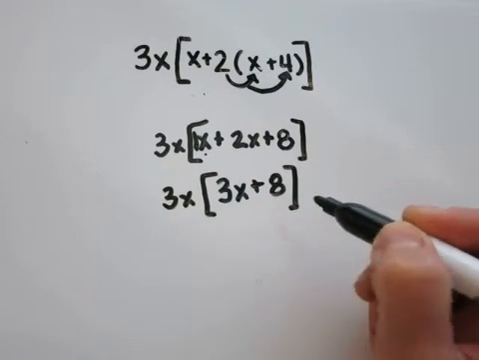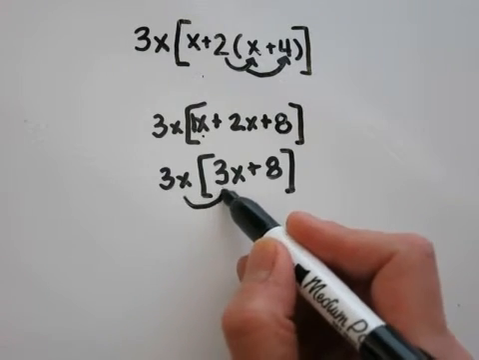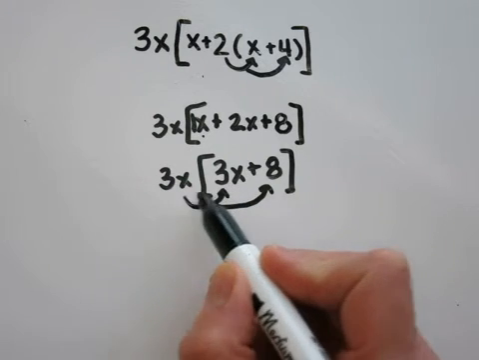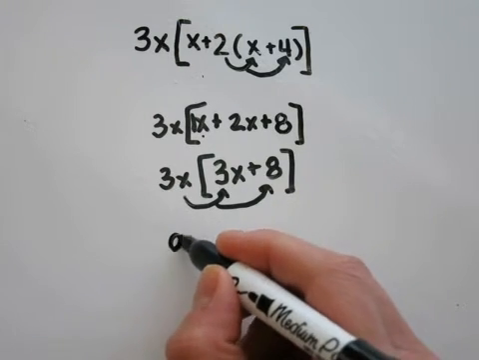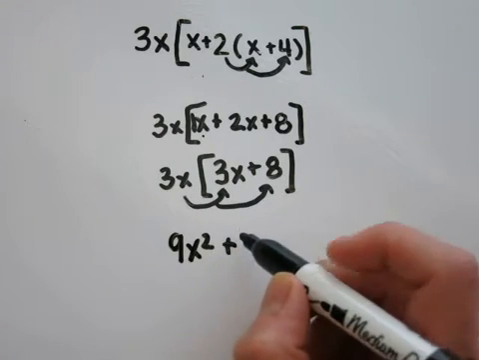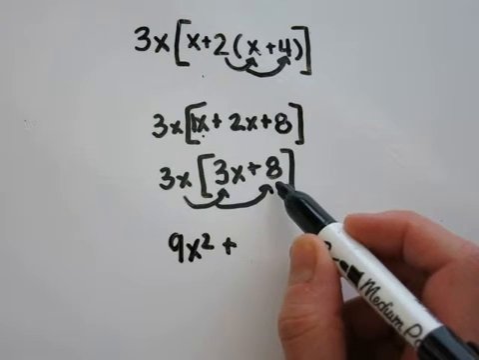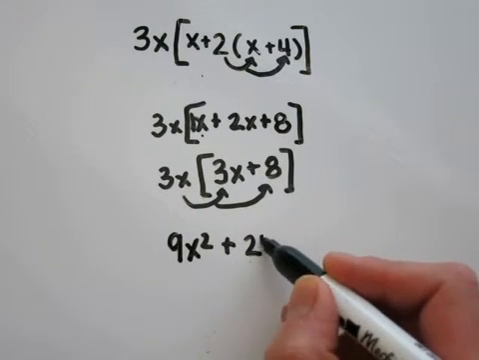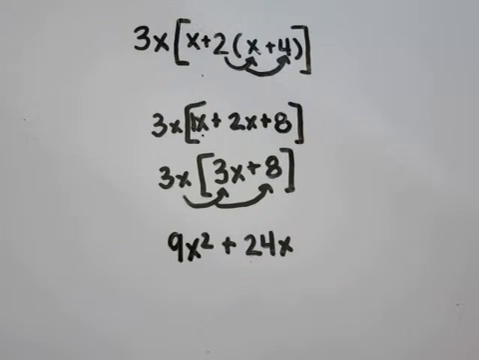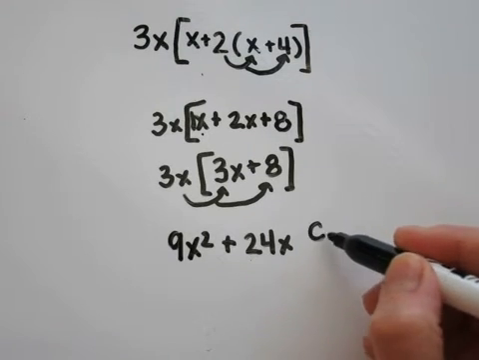Carry everything else down. Now I'll distribute again. 3x times 3x. 3 times 3 is 9. X times x is x squared. 3x times 8. 3 times 8 is 24. Keep the x. Now there are no like terms to combine, so this is my final answer, 9x squared plus 24x. Looking at the selections they give you, this is the same as letter C.